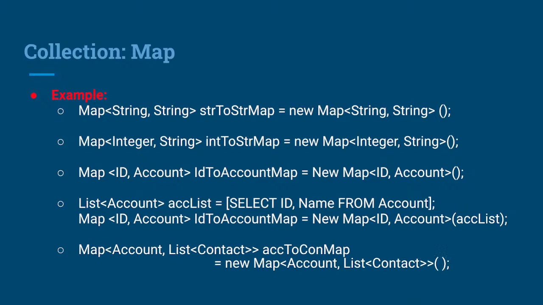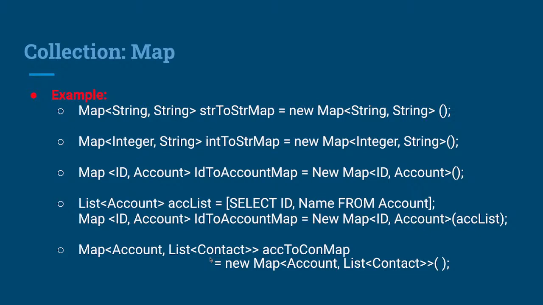So here you can see lots of examples are available. Just go through each line by line. The first one is map of string comma string, so key and value can be of the same data type. Key can be integer, value can be string. Key can be ID, value can be account. Key can be account and value can be list. This way you can have any combination while you are creating a map, right?